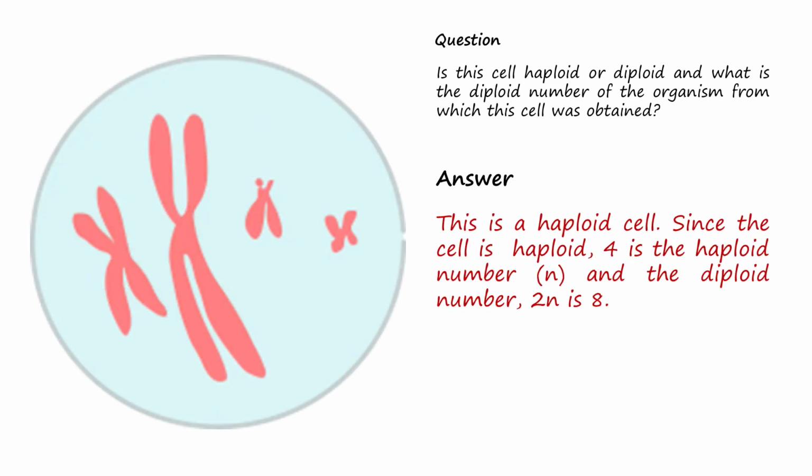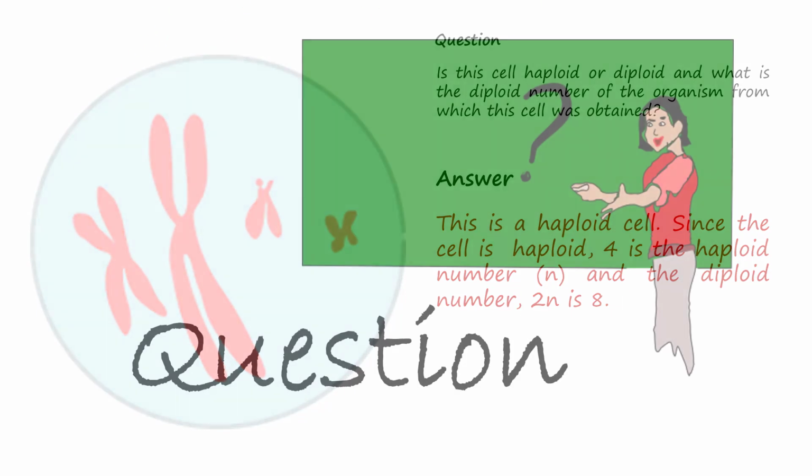Answer. The cell shown is a haploid cell, as none of the chromosomes has its homologue present. Homologous chromosomes have to be the same size and shape, that is, having the centromere at the same position. Since the cell is haploid, 4 is the haploid number N, and the diploid number 2N is 8.